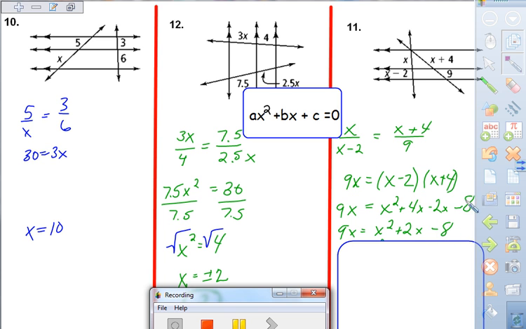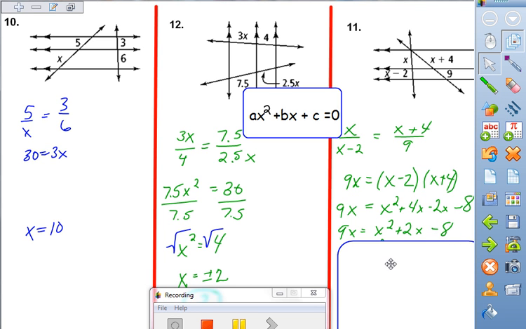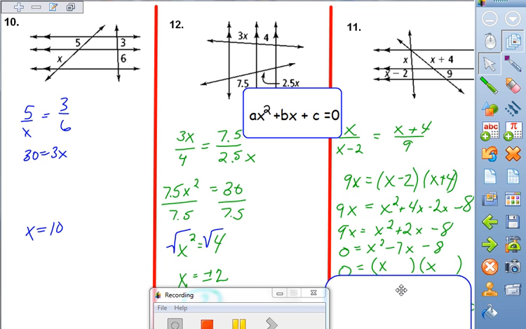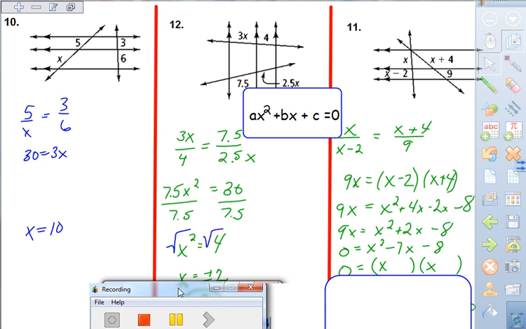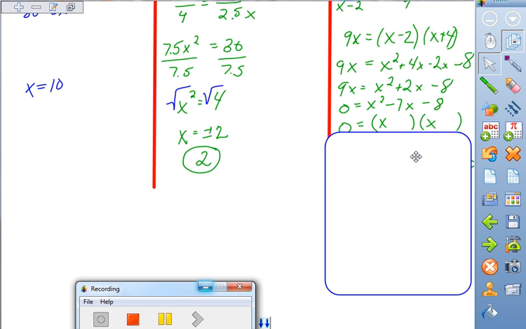So we'll keep going. I want to get that in standard form, so I'm going to isolate it as 0. And now we go to our factoring. So last year in Algebra 1 you learned how to factor, so we needed two things to multiply to negative 8 and add to negative 7.